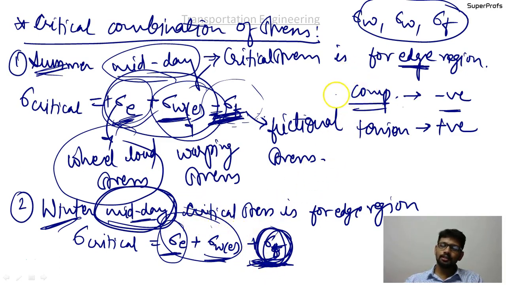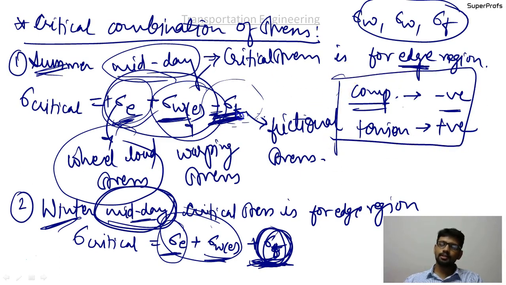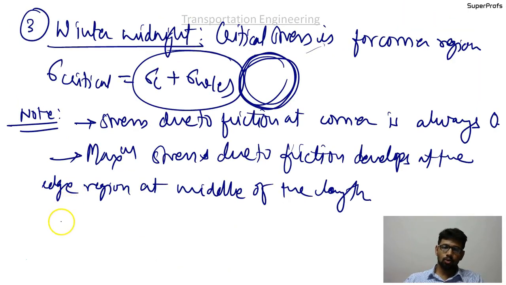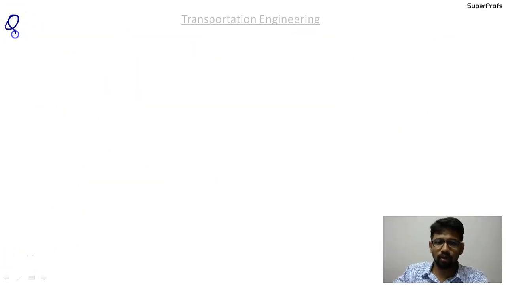Here compression is negative and tension is positive, and the frictional stresses depend purely on the seasonal variation. That's why in summer the frictional stresses are negative, that is compressive, and in winter they are positive, that is tensile. So we should take a few examples based on this. The first question based on this is that you will be given the stresses.